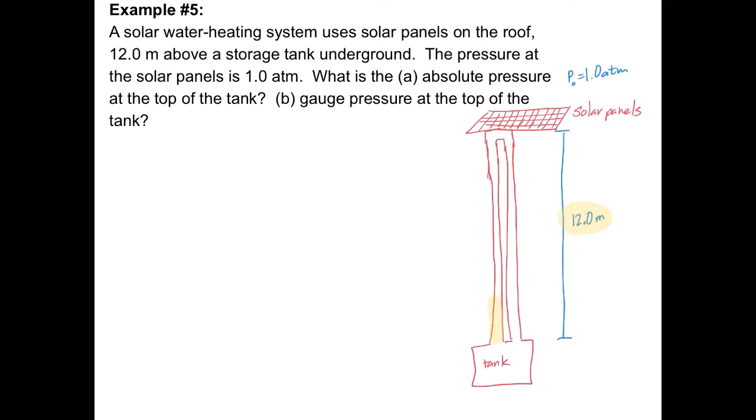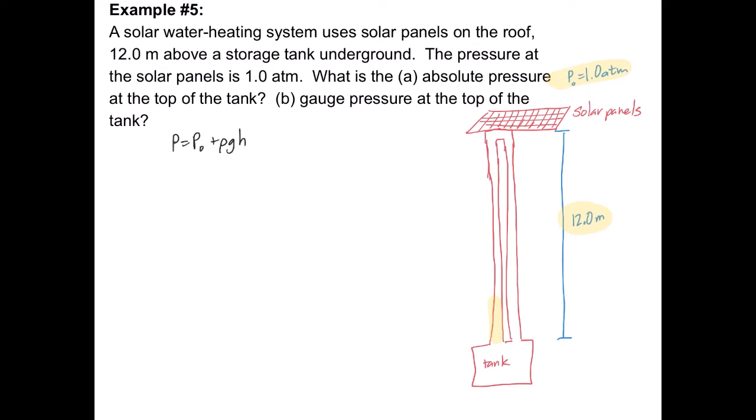All you really need here is the tank, that it's 12 meters, and that the initial pressure outside is 1 atmosphere. Now, what I'd like you to try to do is find the absolute pressure at the top of the tank and the gauge pressure at the top of the tank. Go ahead and give both a try, then pause the video, and when you start it again, hopefully you'll be able to get the right answer.